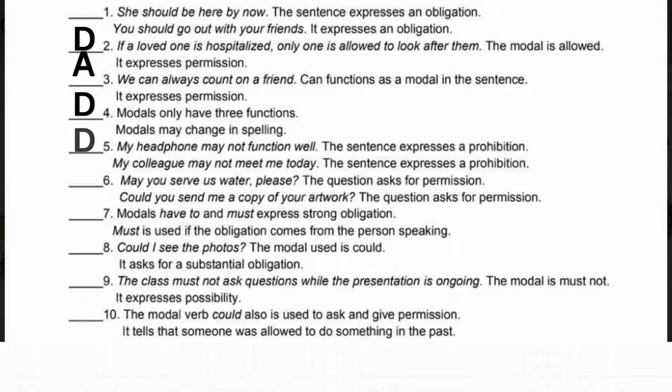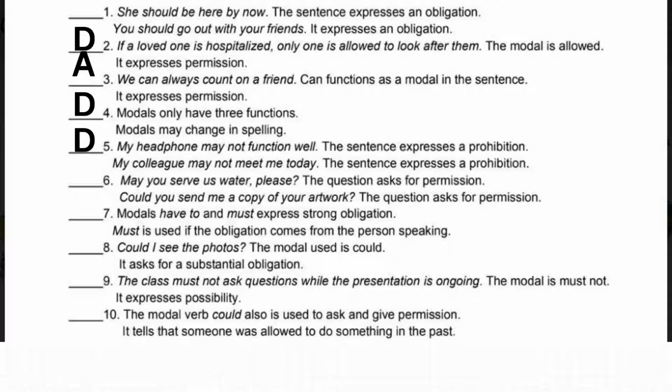For number 3, what is the answer? Very good. It's A, because it is right that can functions as modal in the sentence. But it is incorrect that it expresses permission. It actually expresses possibility. Did you get their difference? What's the correct answer in number 4? It's letter D. Modals only have 3 functions. This is incorrect because they have more than 3 functions.